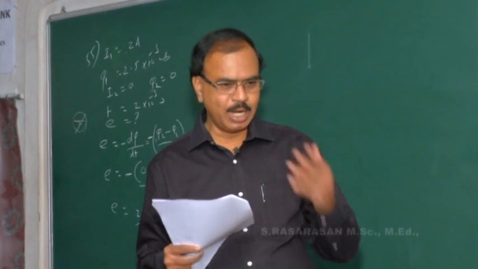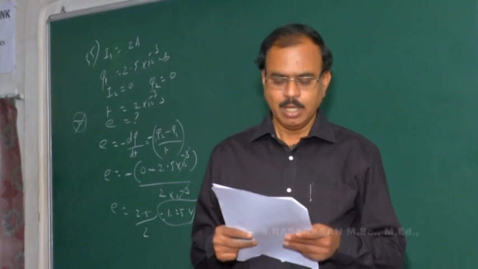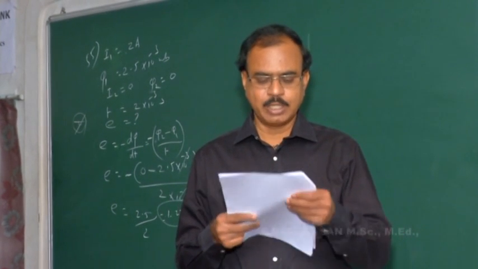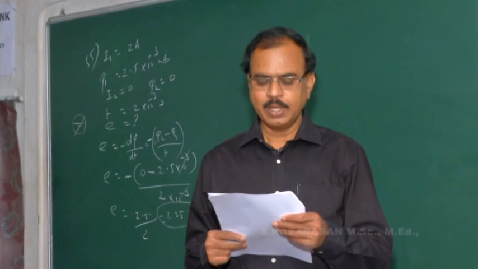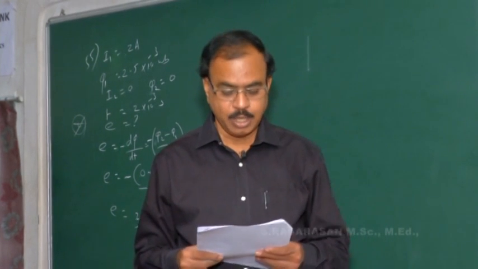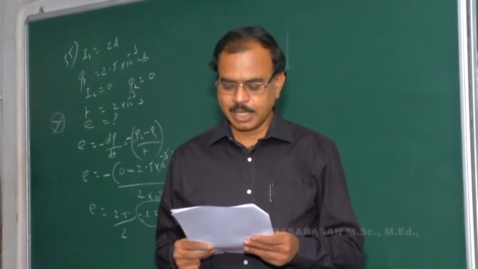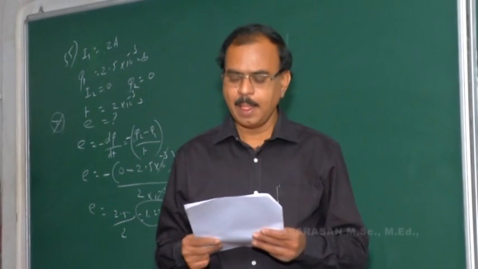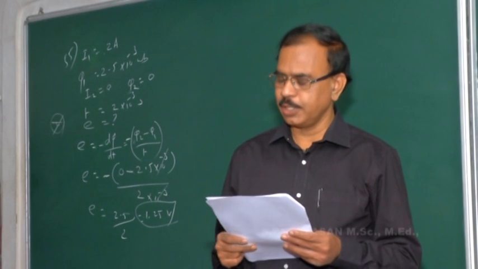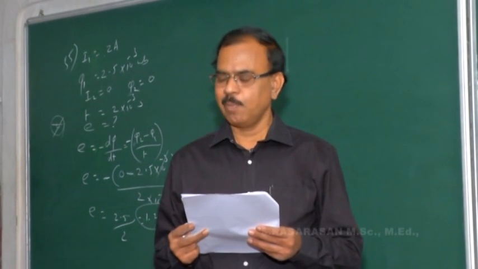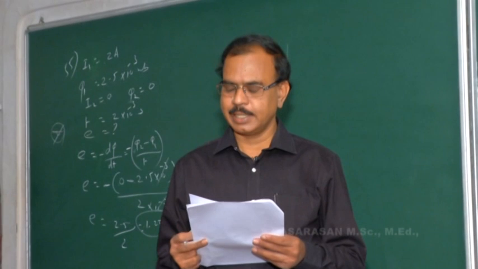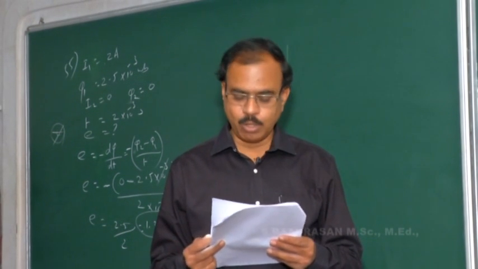So here all four losses have answers. Flux loss is minimized using shell type core. Iron loss is minimized using laminated core. Hysteresis loss is minimized using mu metal. Copper loss is minimized using thick copper wire of low resistance.